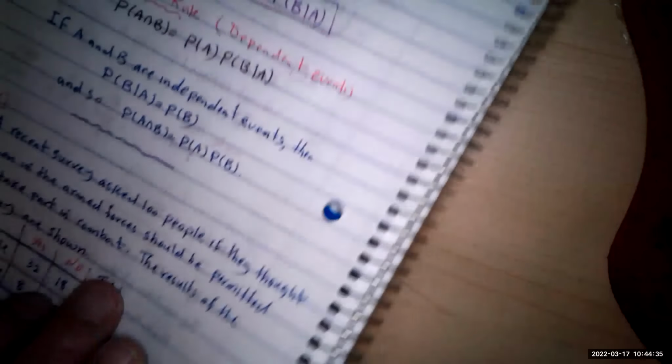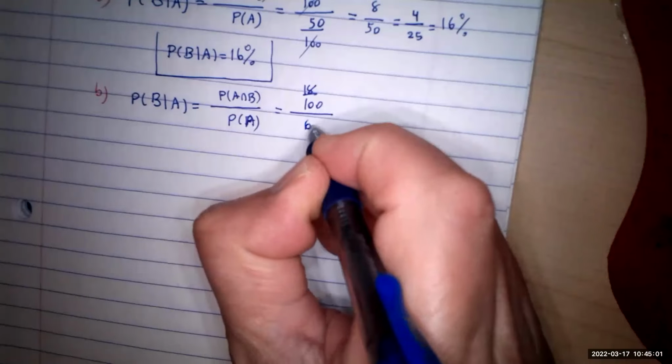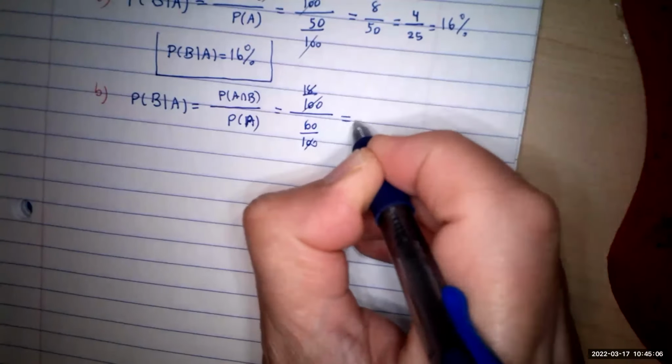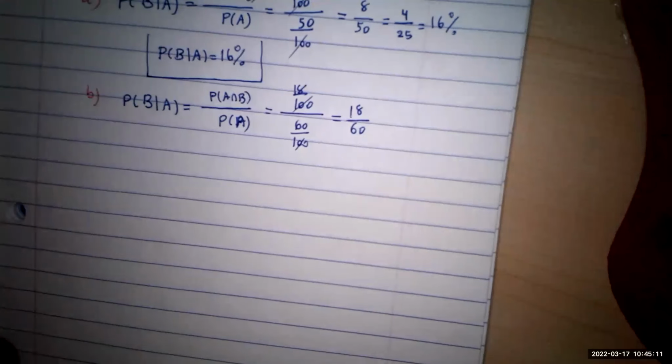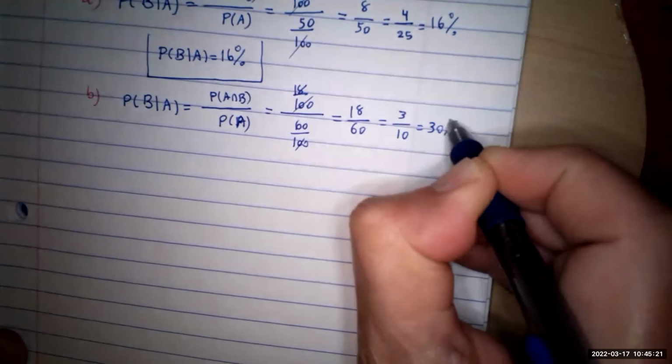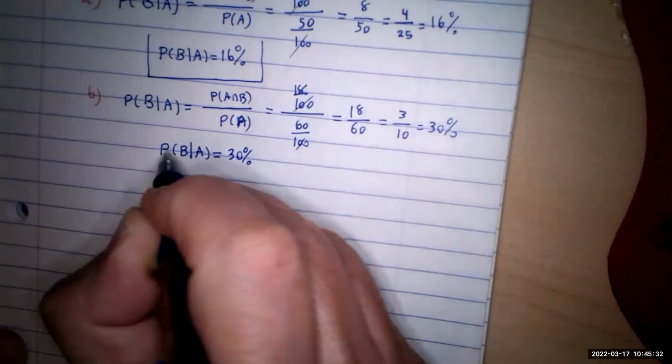And the second one, the probability of A. What was the A in this case? The A is the fact that the respondent said no. The total number of no's is 60. So it's 60 out of 100. The hundreds cancel out. We're going to have 18 over 60. Simplified by 6, that gives you 3 over 10, which is 30%. So in this case, the probability of B given A is simply 30%. And you're there.